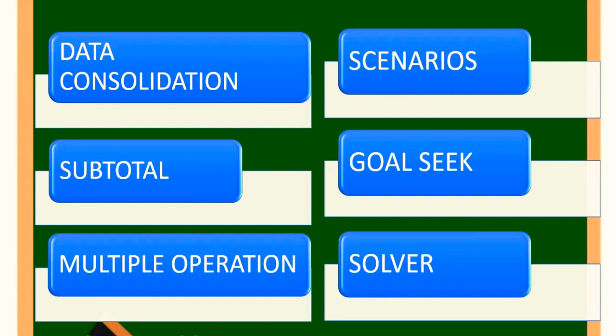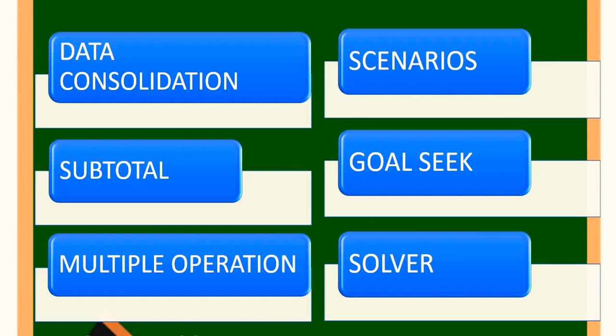Goal seek is mainly based on the output, not on input. In computers, work is mainly based on input. If I give input, then only the computer is able to give the answer, that is your output. But in goal seek, we know the output value, and we want to find the input value. That is the main feature of the goal seek.